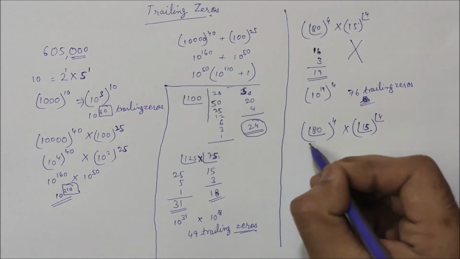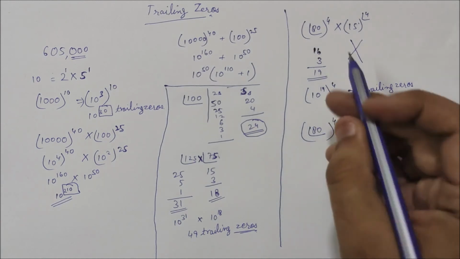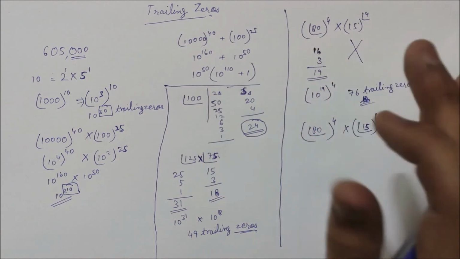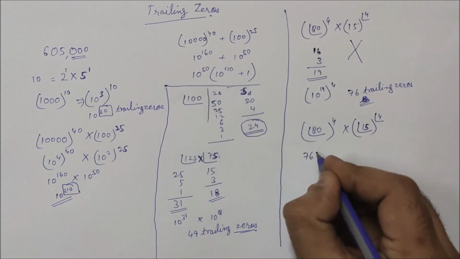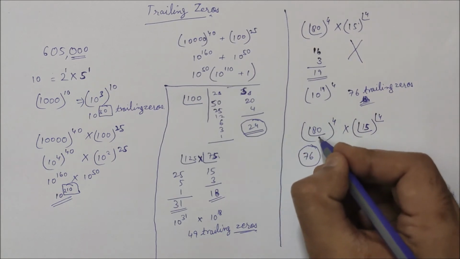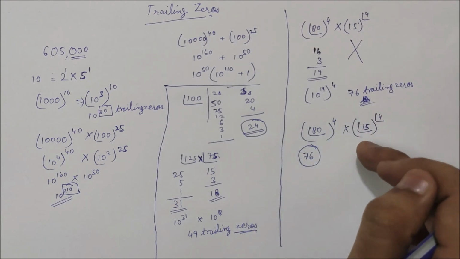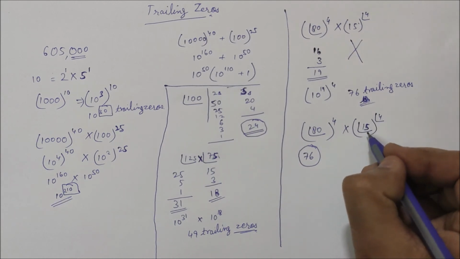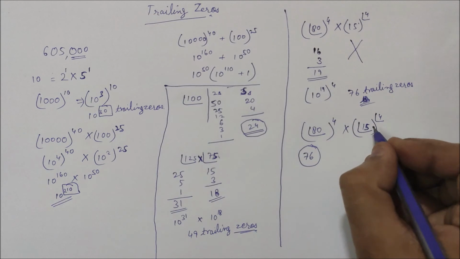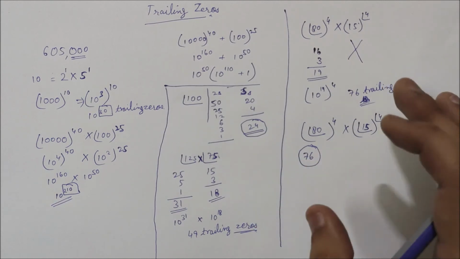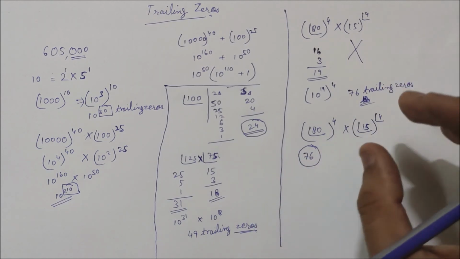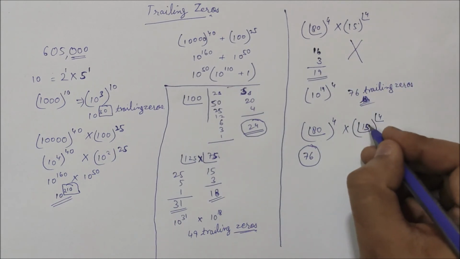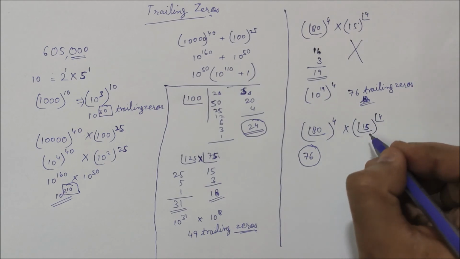For factorial 80 to the power 4, I have already calculated that this gives me 76 trailing zeros. I hope this is clear. So I'll simply write 76 trailing zeros present in factorial 80 raised to the power 4. Now our problem in this question is how to go about this part, factorial 15 raised to the power factorial 4. It's very easy, and if you just follow the basics, you will get the answer for sure. Let's see how many trailing zeros are present in factorial 15.